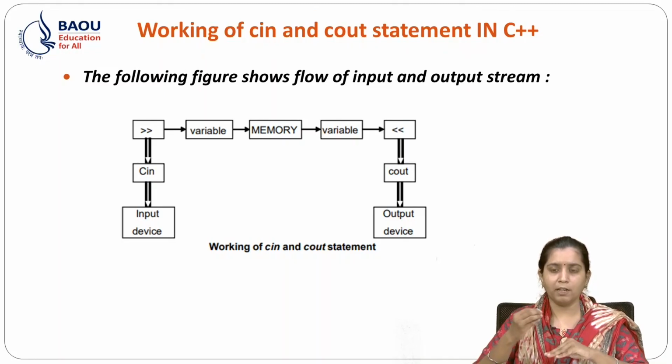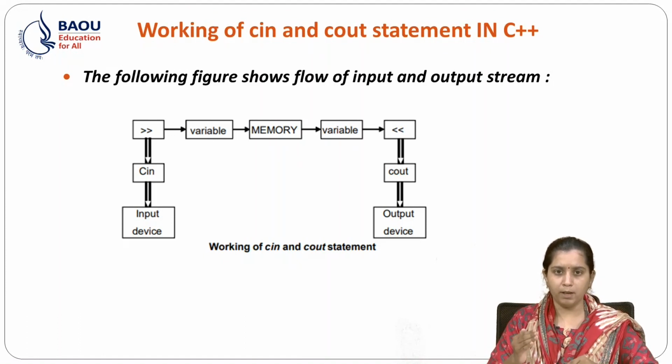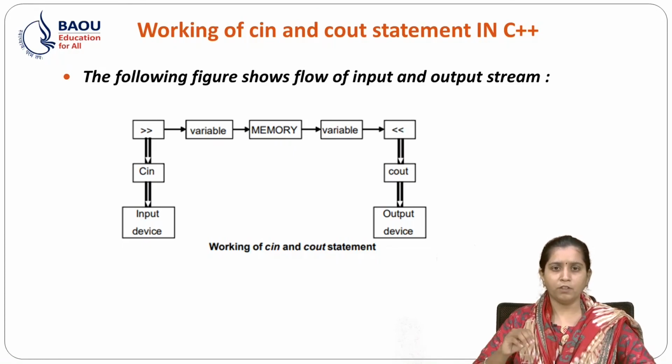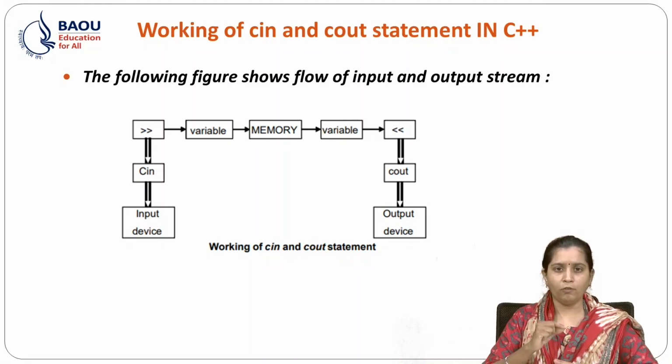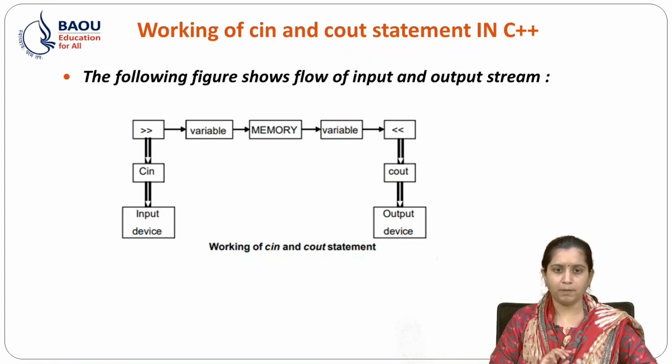Working of cin and cout statements in C++. For example, the input device. What is the input device? Keyboard. If we write anything on the keyboard, the cin object will initialize and then the variable is stored in memory. And when we use the extraction operator with the variable and then the cout object, we will get the output. I hope now you get the idea about how the data flows from the input device and gets the output on my output device in C++ using cin and cout statements.